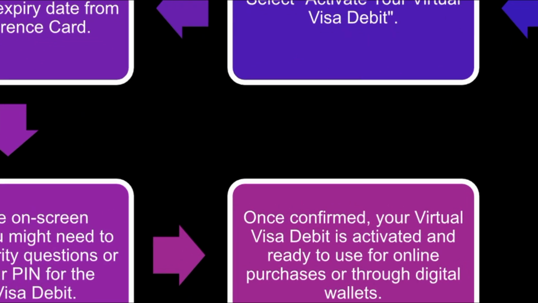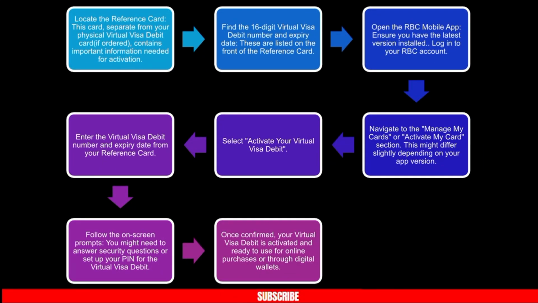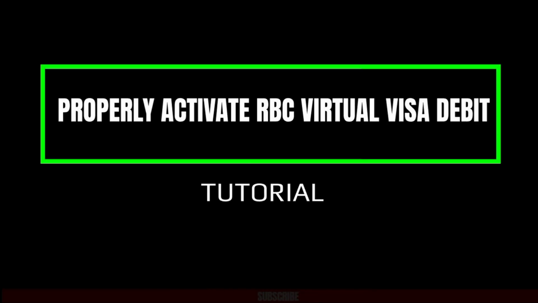After entering all the necessary details, once confirmed, your virtual Visa debit card is activated and ready to use for online purchases or through digital wallets. That's how you can properly activate RBC Virtual Visa Debit.